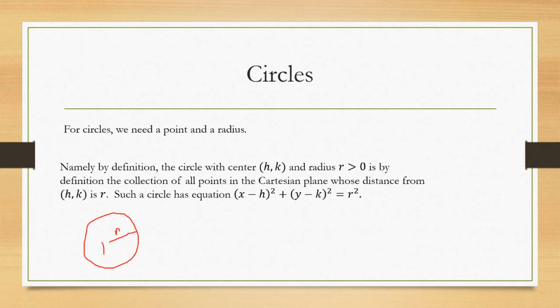So let me see if I can draw it. Okay, so hopefully you can see this is the center. Any point on the circle is r units away from the center. Every point is. And in fact, such a circle is the graph of this equation.